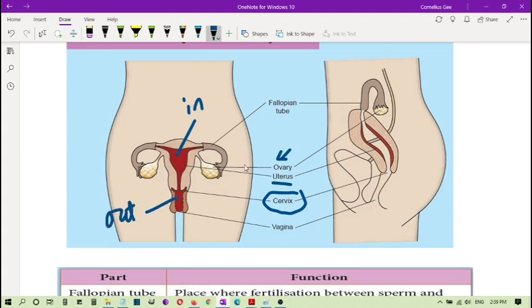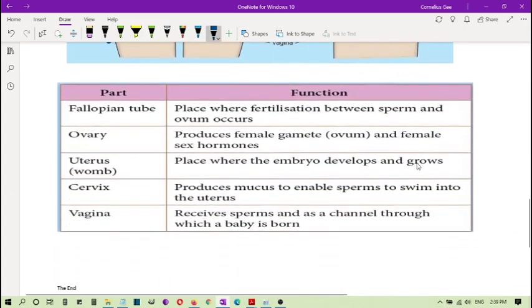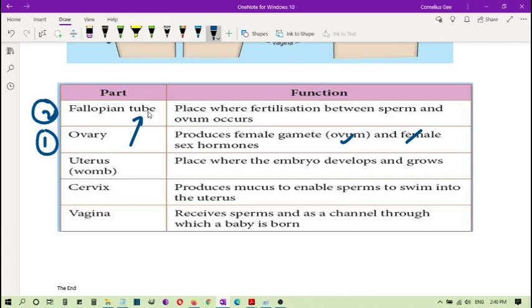Okay, let's look at the parts that we just talked about. Now again, we start with the ovary, because this is where the reproductive cell is produced. It produces the female gamete called the ovum, and it also produces the female sex hormone. From the ovary, the ovum is passed to the fallopian tube. The fallopian tube will transfer the ovum to the uterus.